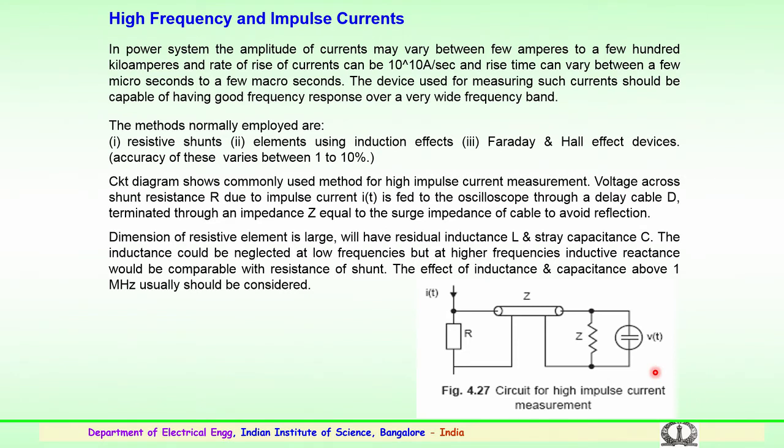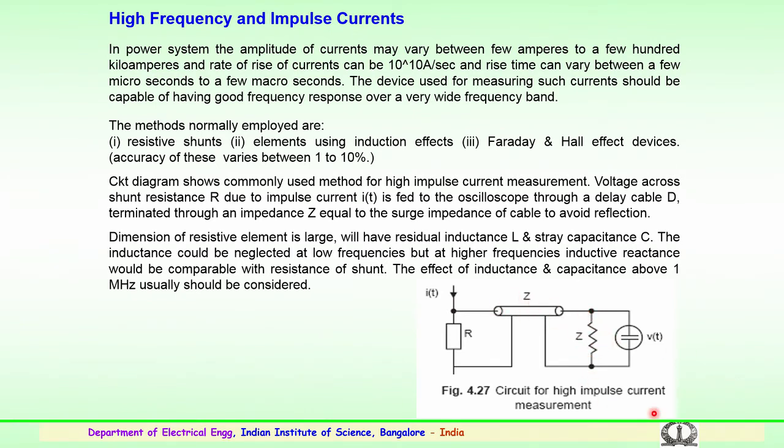The voltage across the shunt resistor R, due to an impulse current flowing through the object, is fed to the oscilloscope using a suitable cable and through a delay cable in case required. It is terminated across an impedance Z, shown here, which is equal to the surge impedance of the cable to avoid reflection.